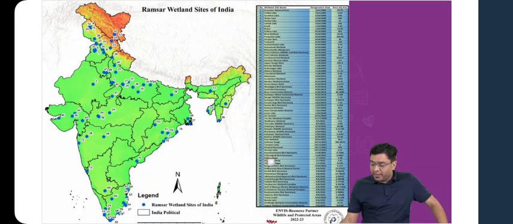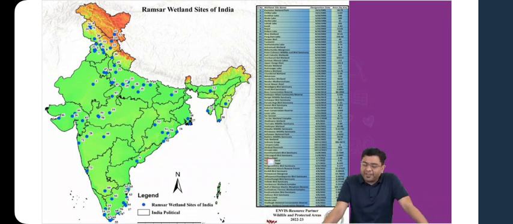These are your Ramsar wetland sites in India as per the latest count. Ideally, I would not suggest you learn this. Because there are 75 now, maybe next year there will be more than that. What I would suggest is a kind of scientific reading of this. So what you need to do is go for a state-wise list.